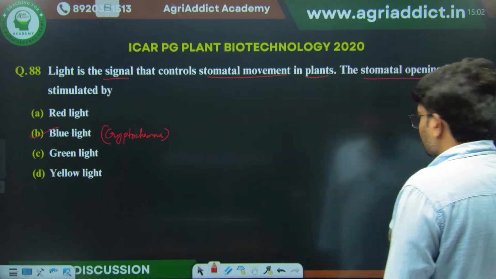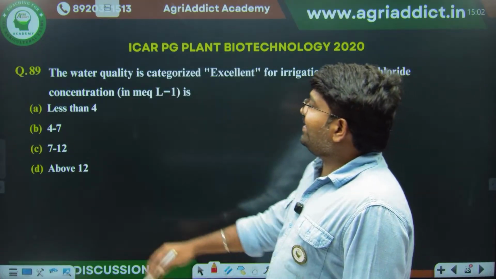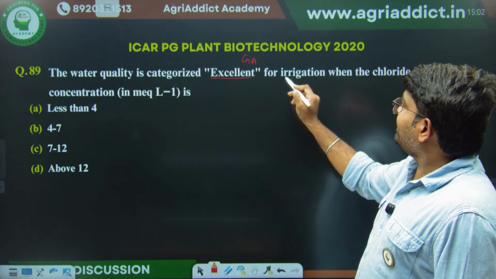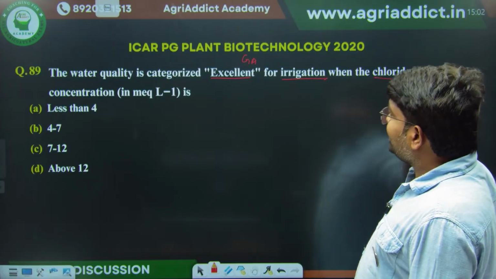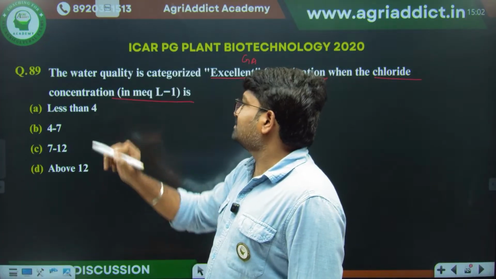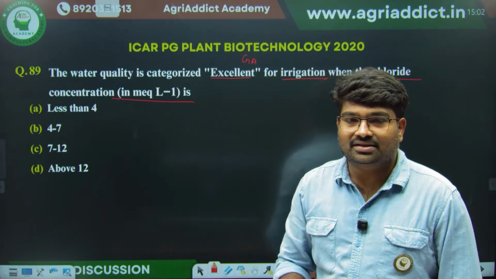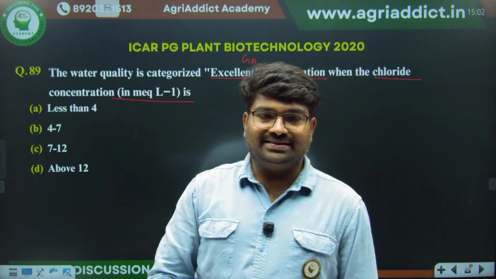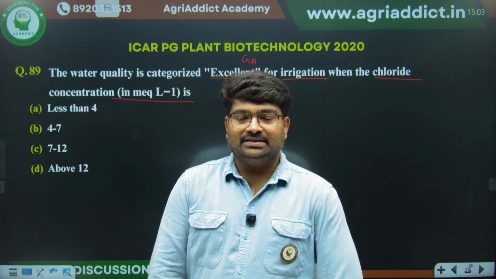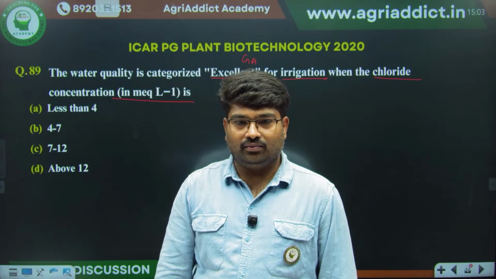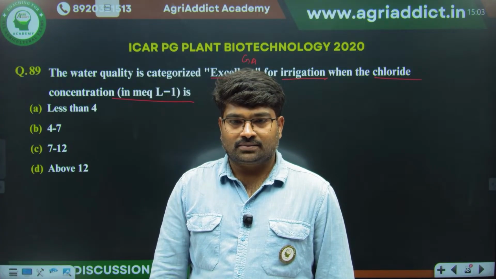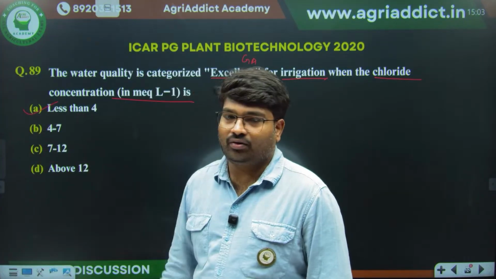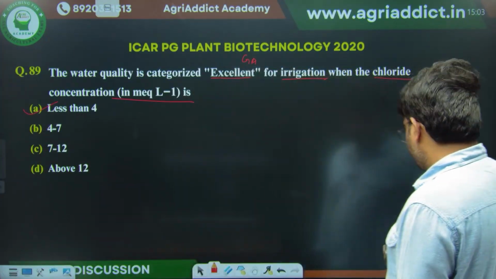The water quality is categorized as excellent. General agri question. Excellent for irrigation when the chlorine concentration is how much? It should be less than 4, or 4 to 7, 7 to 12, or above 12. What will be the answer? Yes, it should be less than 4. This is a general agri question. Just see it once.